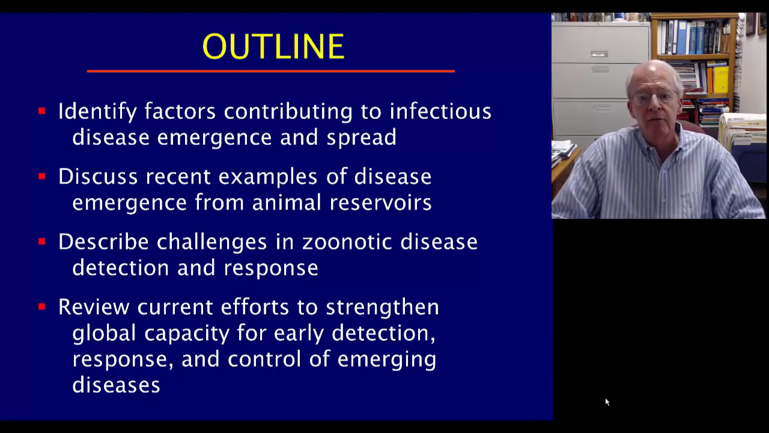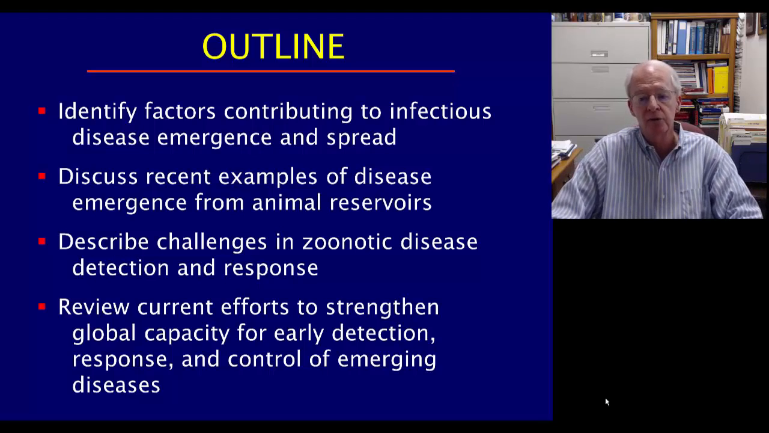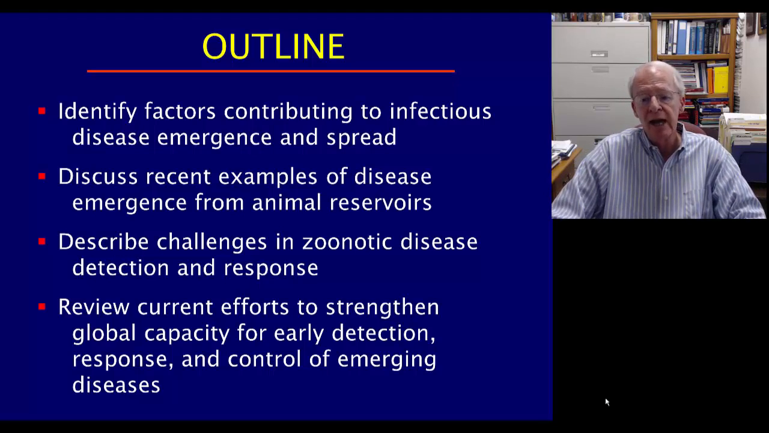Here is an outline of my presentation. I will first identify factors contributing to infectious disease emergence and spread. I will then discuss some recent examples of disease emergence from animal reservoirs. I will describe challenges in zoonotic disease detection and response. And finally, I will review current efforts to strengthen global capacity for early detection, response, and control of emerging infectious diseases.